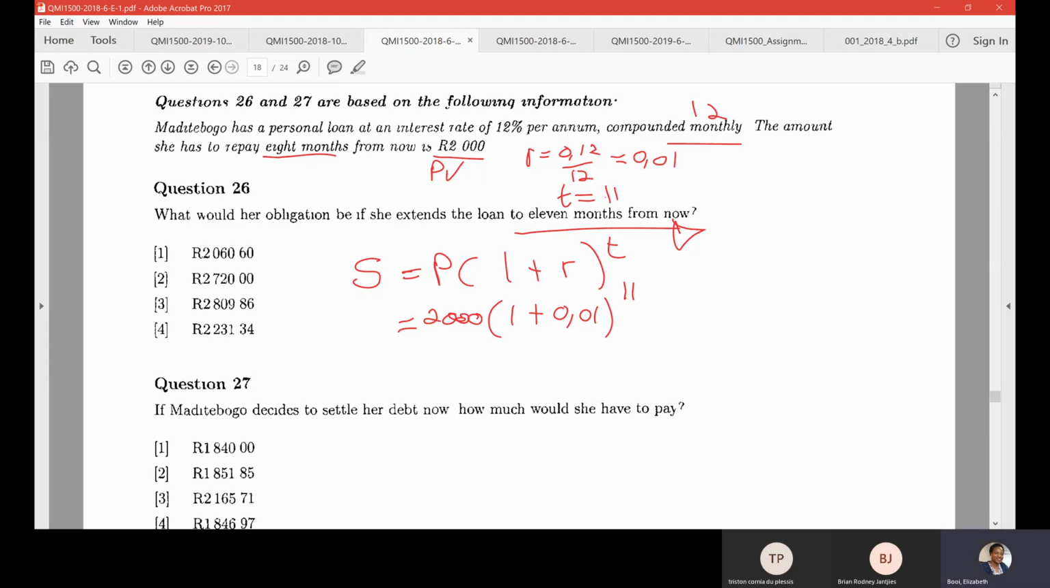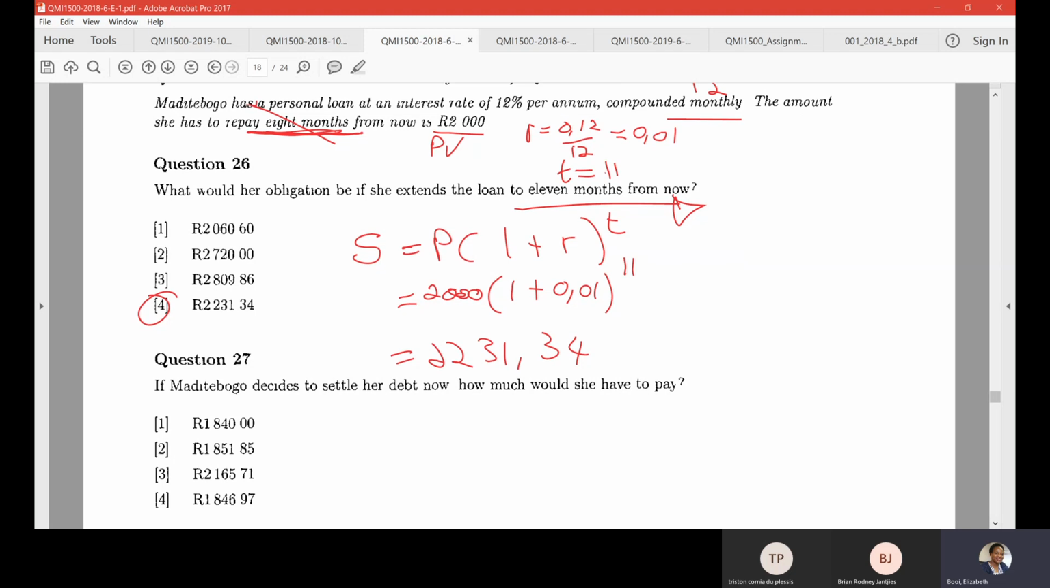And the answer is 2231.34. And the reason why it's 11 months, we're not considering the 8, it's because it's moving forward, because it says 11 months from now. So she was going to repay it 8 months from now, but she decides to repay it 11 months from now. So we disregard that, we consider 11 months.